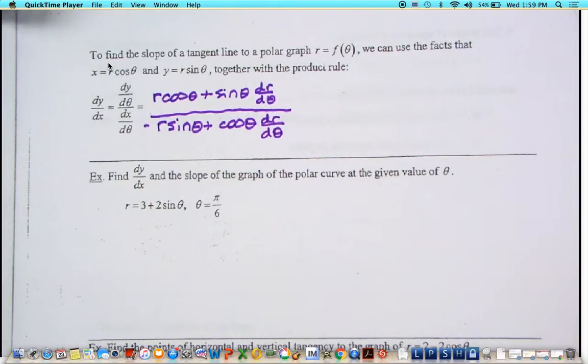So, some people choose to memorize that formula. I just recreate it because I can't memorize that. That means nothing to me. Okay, so let's do this example.